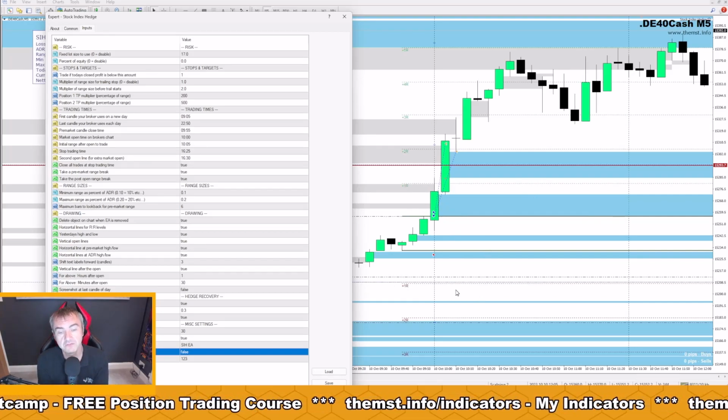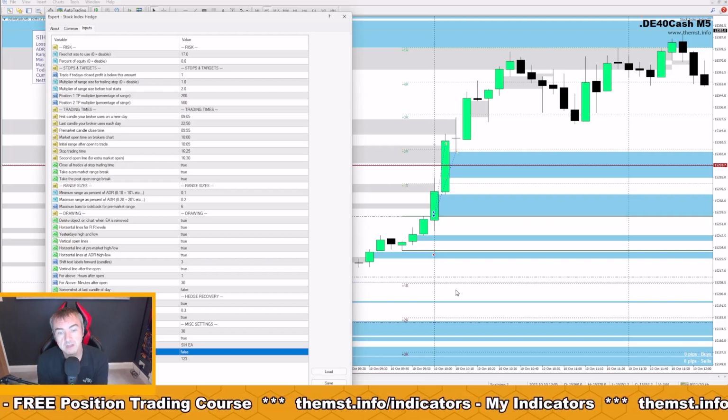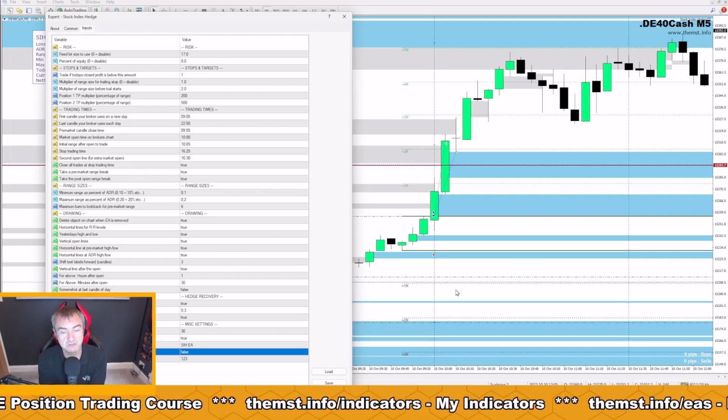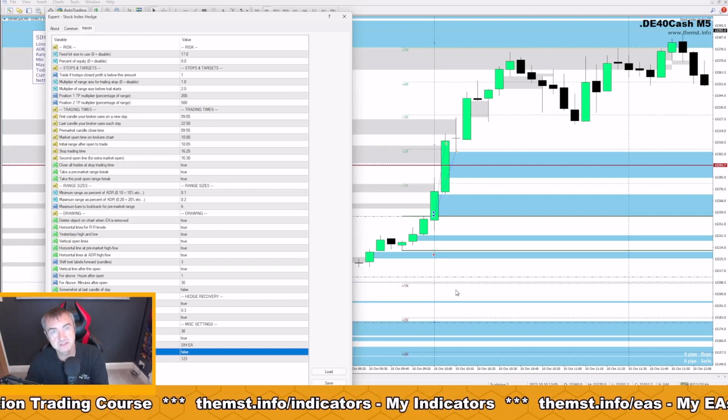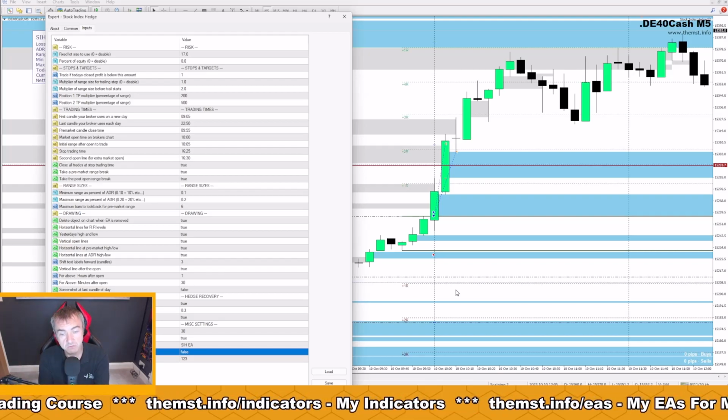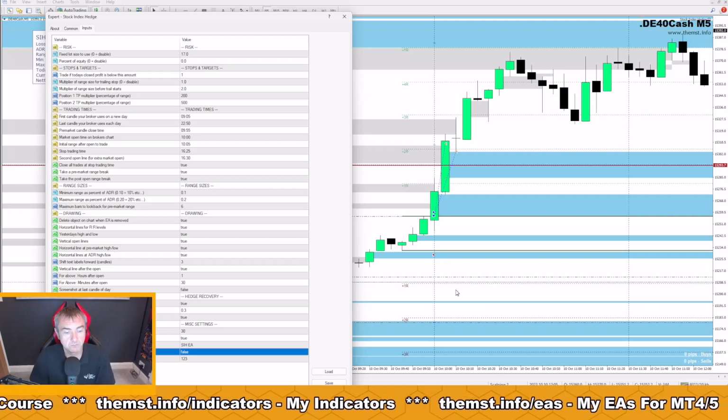So if you wanted to use the EA as a visual tool and just look for where the range was, I'd like to take a retest of the range instead of taking the initial break. You can use this just to do visual drawing for you.